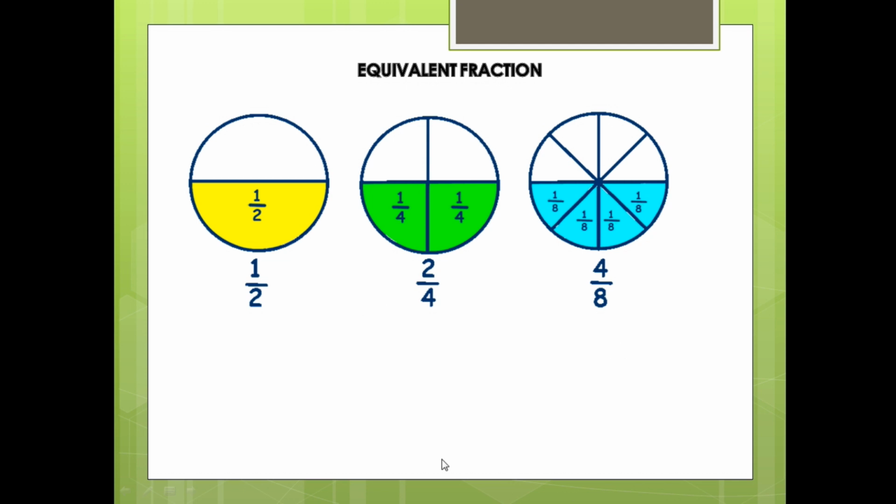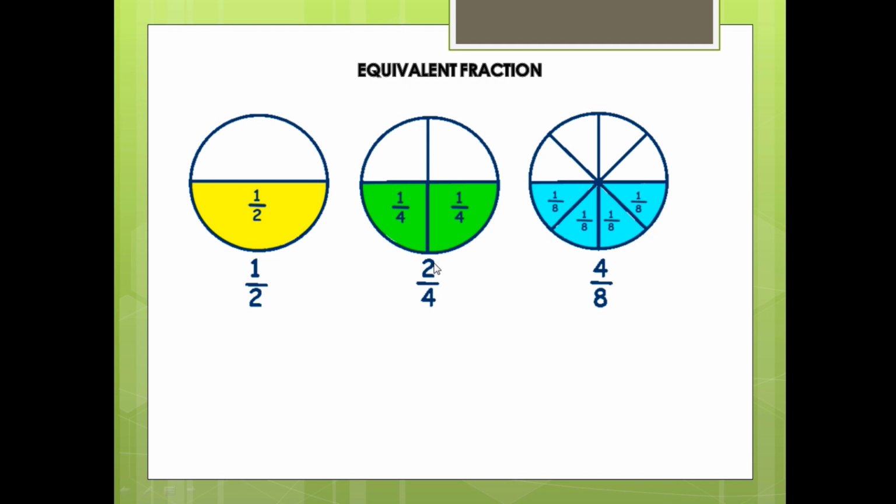And if I don't consider this line, if I consider only this line, how is the green part? It is exactly half of the white part. Similarly, if I consider only this line into 2 parts, then the blue part is exactly half of the white part. So I can say it as half also. This is known as equivalent fraction. It is 1 by 2 is equal to 2 by 4 equals 4 by 8.